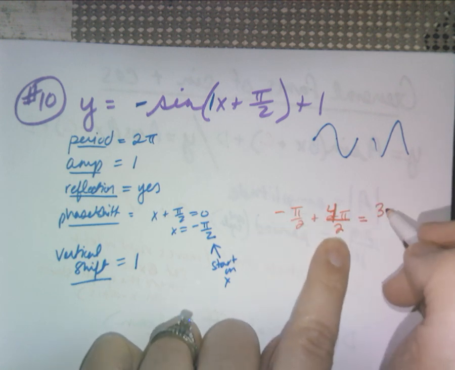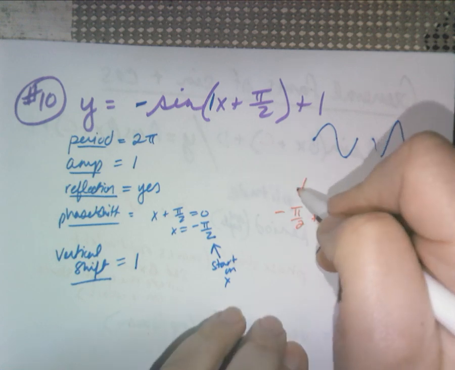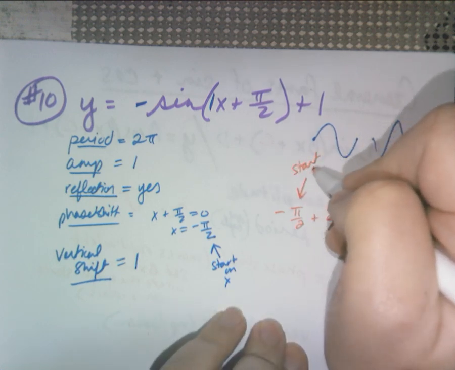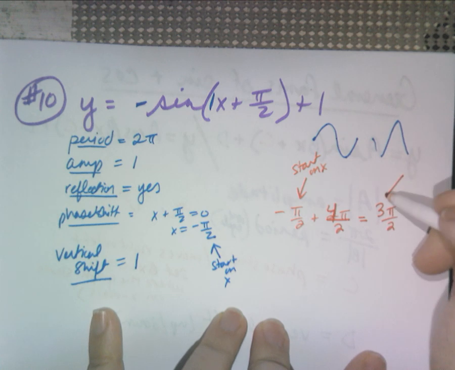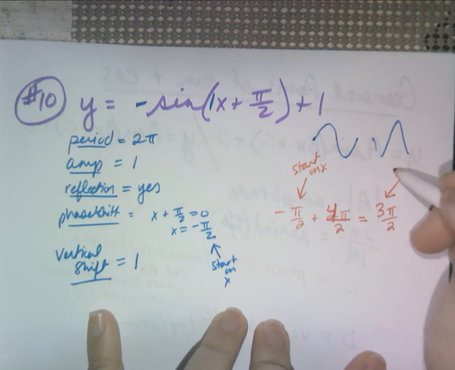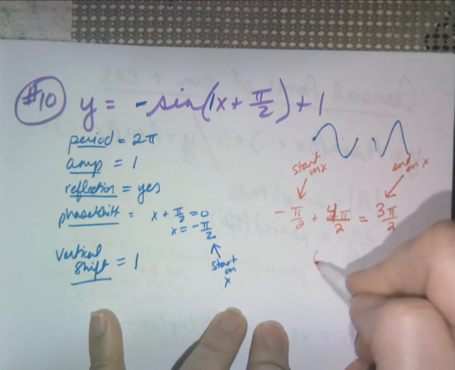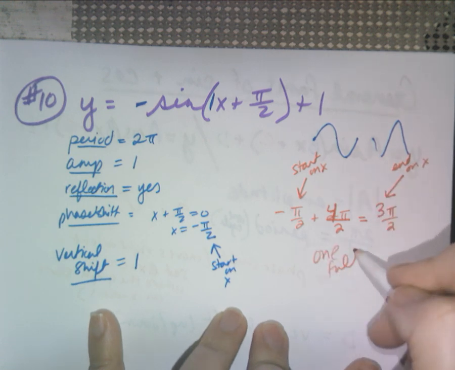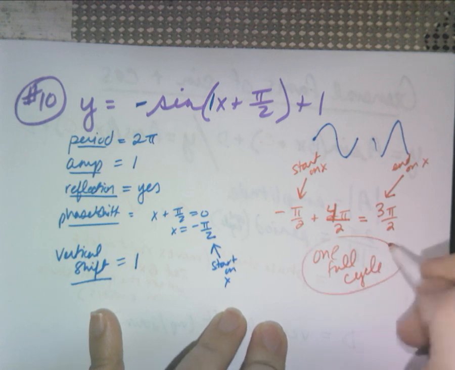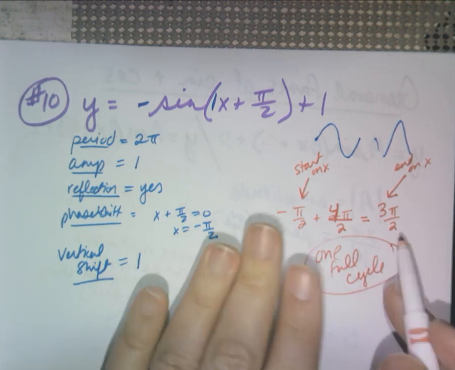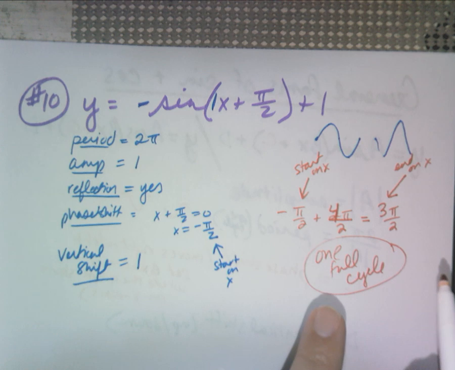3 pi. Okay, so here's what I've just done. This is where you start on the x. This is where you end. And that would be, on the x, one full cycle. That's why we do that. You only have to do that when there's a phase shift.